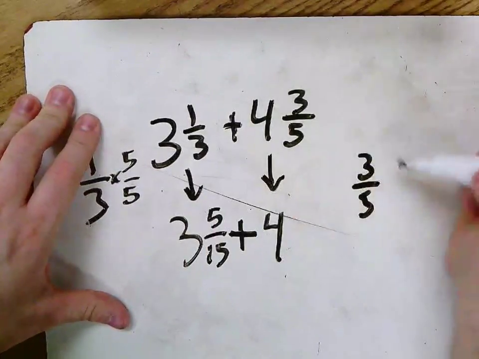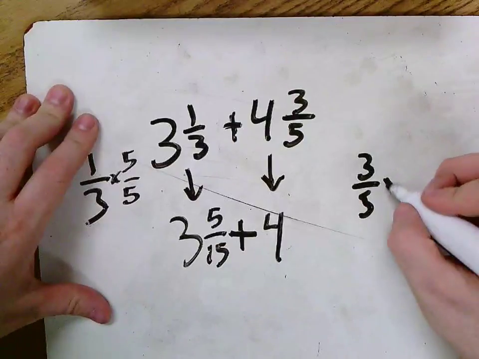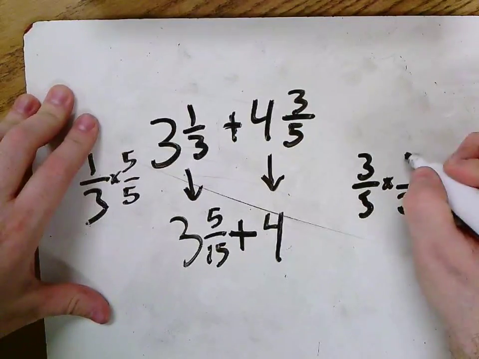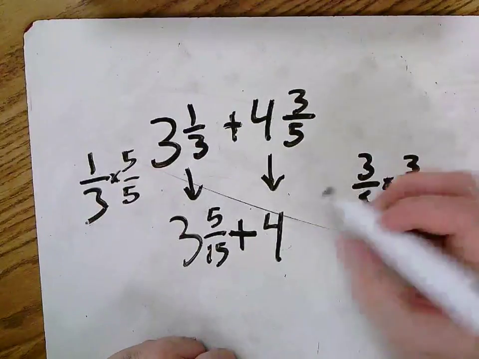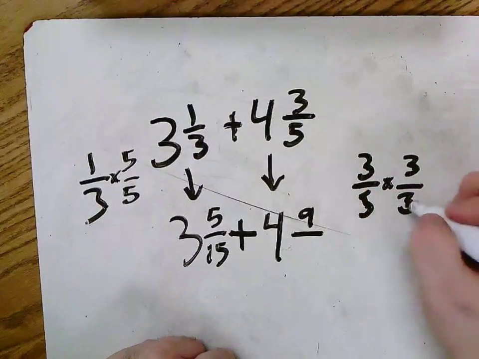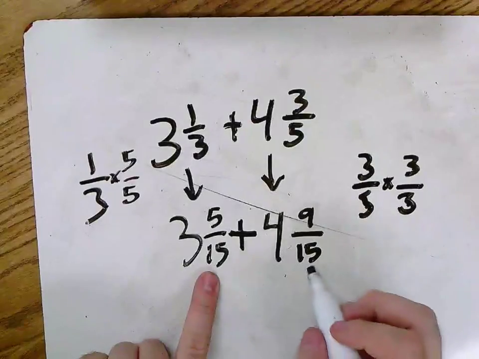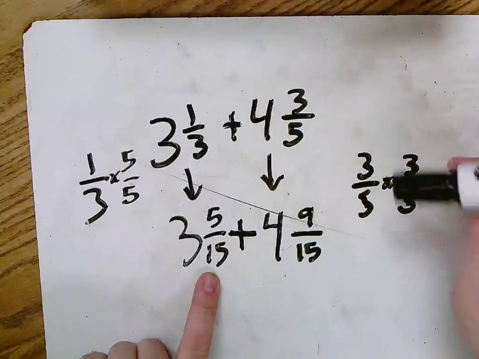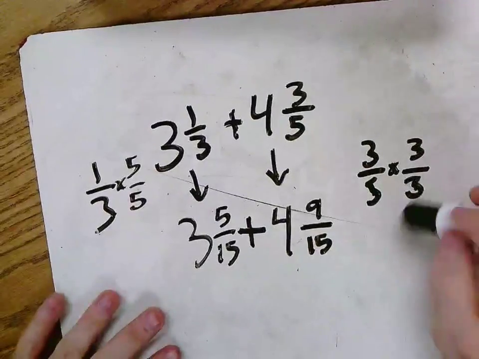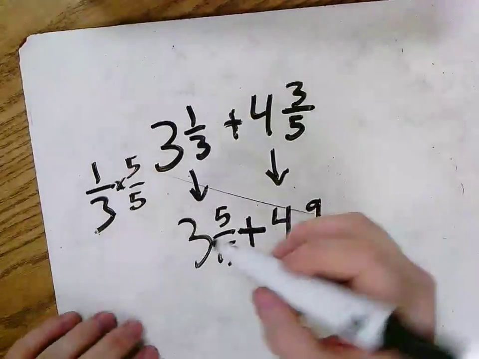Next, 3/5. How do I go from a 5 to a 15? Times 3 over 3. Got my fractional form of 1. 3 times 3 is 9. 5 times 3, 15. Again, common denominators, different numerators. They have changed because they should have. All right, erase this again because it's in the way.